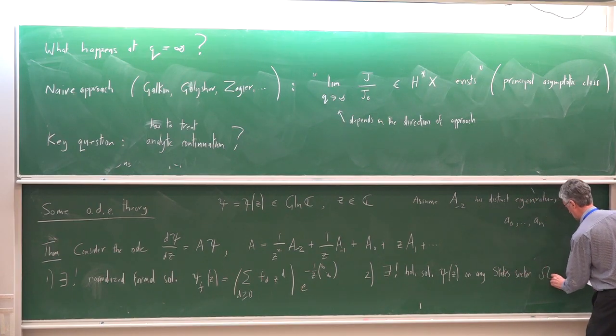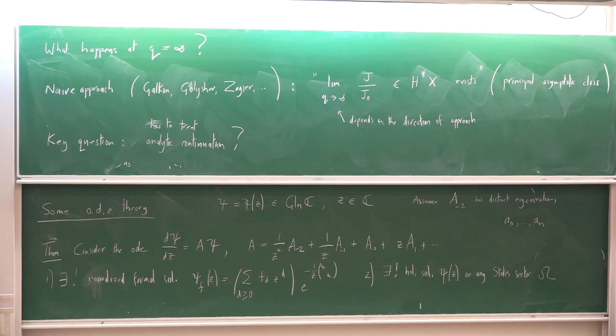Let's call it omega. So if you restrict to a sector, you will get a holomorphic solution such that the solution is asymptotic to the formal solution as z goes to 0 within the sector in omega. Okay, so the theorem is such that psi is determined by its asymptotics on a sector.